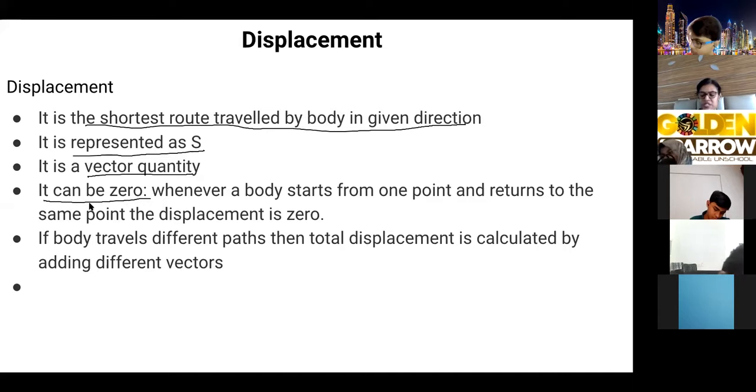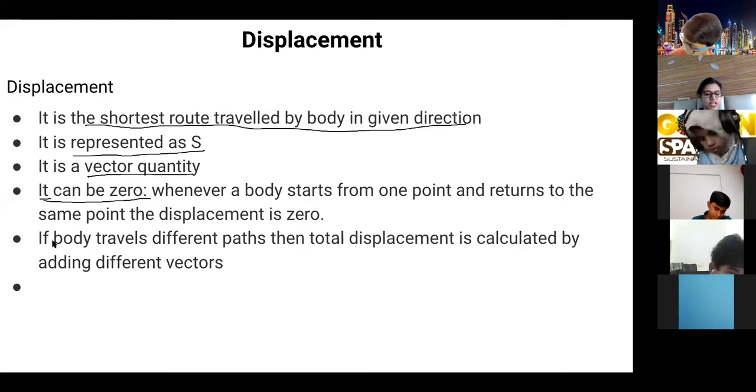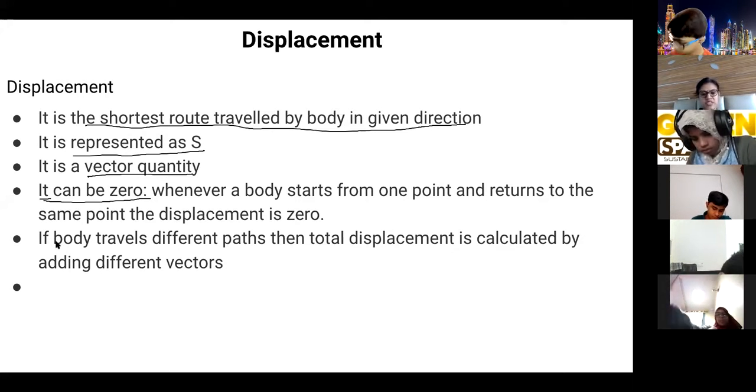Okay. And when is displacement 0? When the initial point and the final point is same. When the body returns back to the same point, in that case, displacement is 0. And questions are asked on that only. Displacement 0 हो सकता है कि नहीं हो सकता है. If body travels different paths, then total is calculated by adding vectors. Even if you don't write, it is fine. But first 4 points are important. This is the displacement. Next class, we'll start with speed and acceleration.